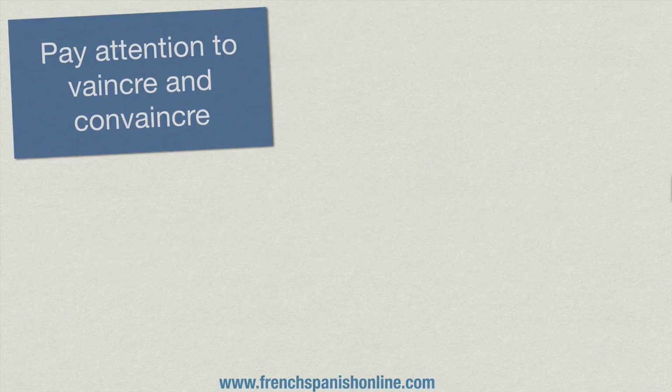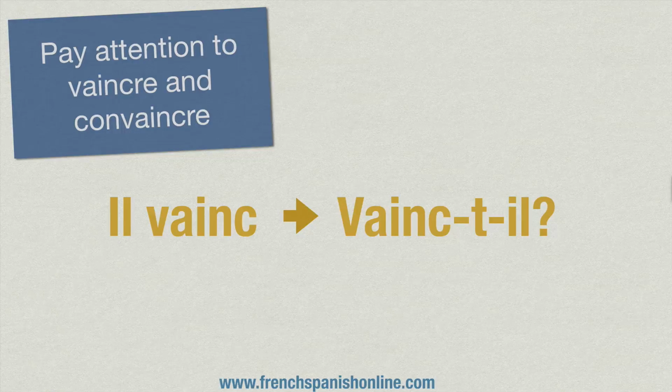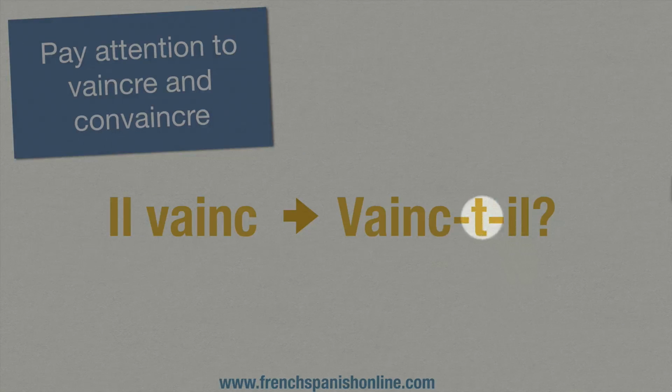Pay attention now to two verbs. The verb vaincre. Vaincre means to defeat or to beat, and convaincre, to convince. The third form, singular, is il vainc. Il vainc, there is a C, but we don't pronounce it. So how to build an inversion with this verb? Well, the inversion is vainc-t-il. And in this case, yes, we need to add the T euphonique.